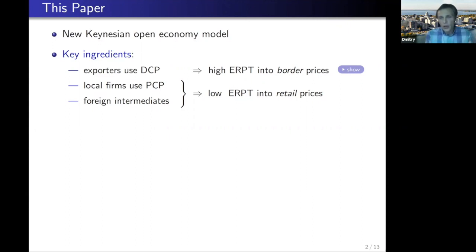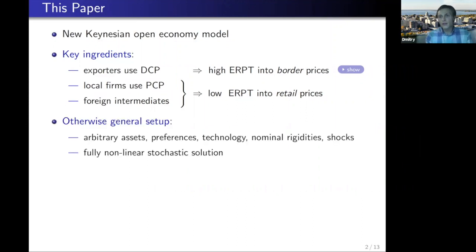And so when we combine these two ingredients together, we can reproduce these patterns from the data. And as I already mentioned, it turns out that they are also quite consequential for the optimal policy. So this is really the fundamental thing. These are really the key ingredients of the model. In all other terms, we try to be as general as possible.